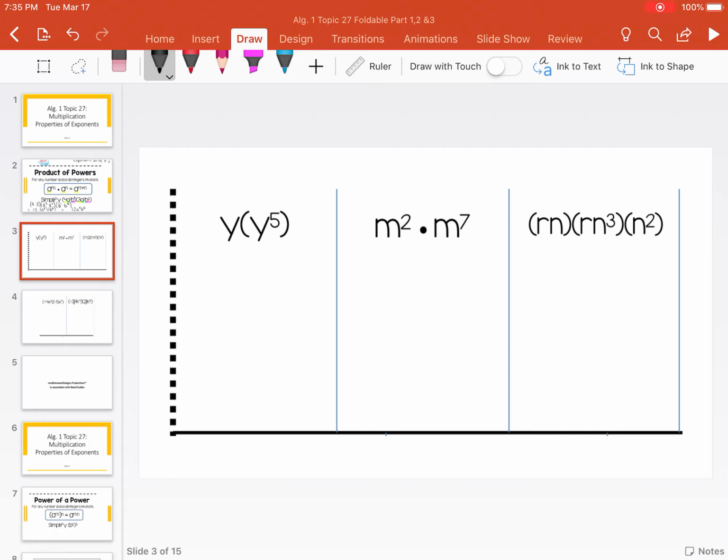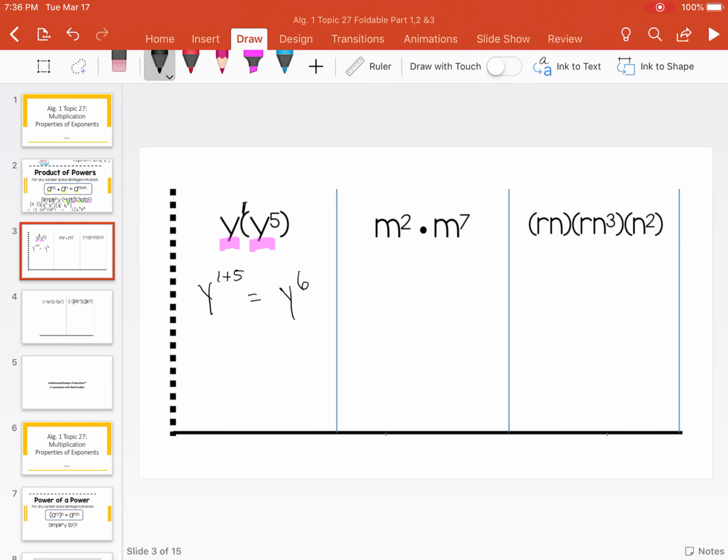So our first example, when you open up the top flap of your foldable, should be y times y to the 5th. So here we know that they have the same base, so we're going to add the exponents. And we don't see an exponent for our first variable, so we're going to write in a 1. So our answer is going to be y to the 1 plus 5, which is y to the 6th.